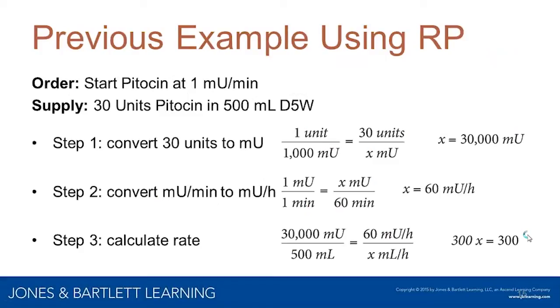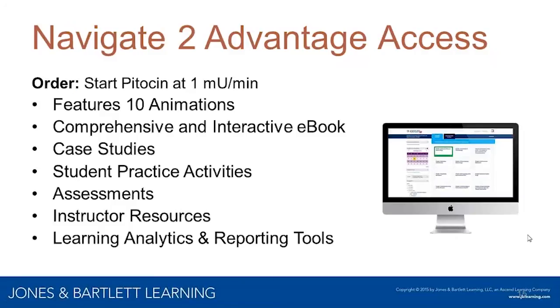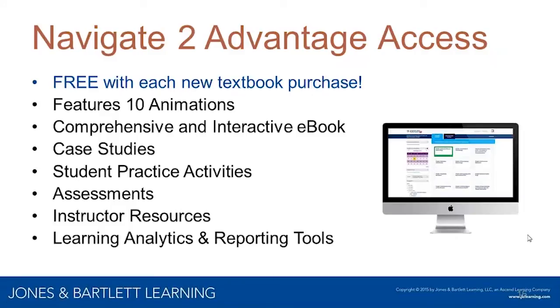And just wanted to talk a little bit more about Navigate 2, and I'm just going to advance to the next slide. So the Clinical Nursing Calculation text features Navigate 2 Advantage Access, and for those who are unfamiliar with this, it's an online resource which accompanies your course and this textbook. For students, it offers a free interactive ebook with animations, and in just a few minutes we're going to walk you through one of the animations as well as provide you with a complete list of the animations that will be available. In addition, students can learn from case studies, practice activities, and assessments that are all included within Navigate 2, and this product is free with any new textbook purchase.